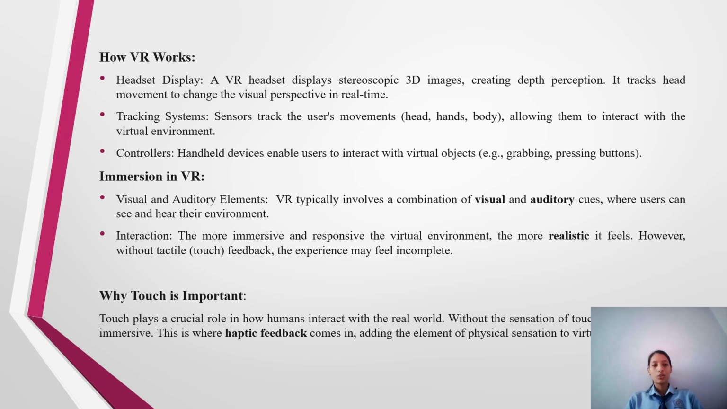Immersion in VR. The visual and auditory elements: virtual reality typically involves a combination of visual and auditory cues, where users can see and hear their environment. Interaction: the more immersive and responsive the virtual environment, the more realistic it feels. Why is touch important? Touch plays a crucial role in humans' interaction with the real world. Without the sensation of touch, VR can feel less immersive. This is where haptic feedback comes in. We will see what haptic feedback is in the next slides.